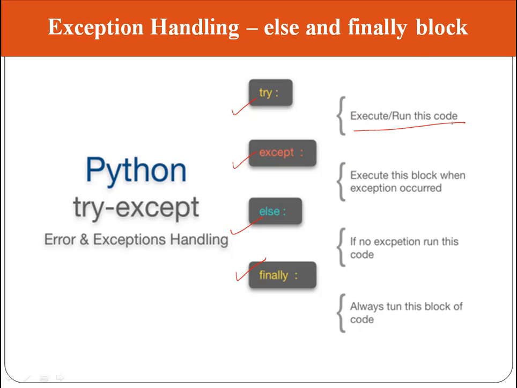You run this code in the try block. The except block will be executed when the exception occurs. If no exception, run this code in the else block. And in the finally block, always run this block of code.